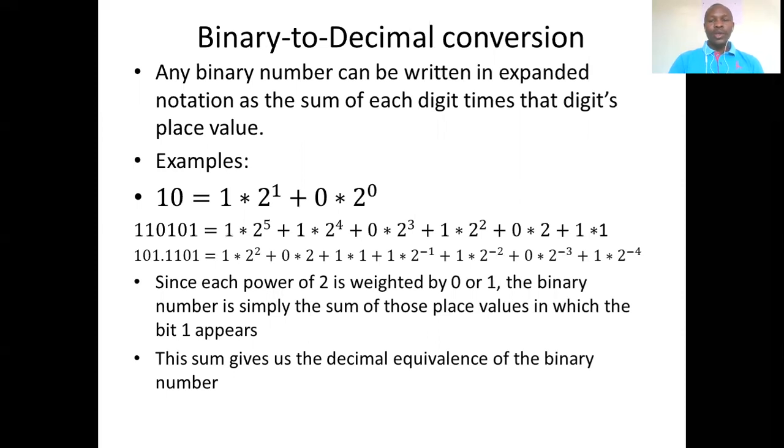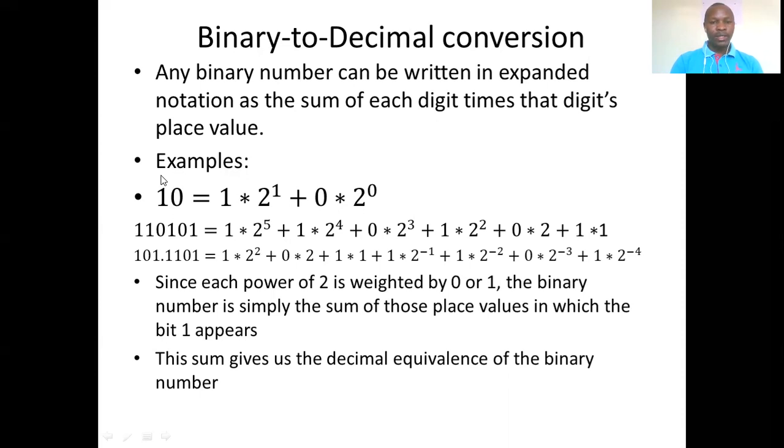We saw in the previous lecture that we can express a decimal number in its expanded notation. We can also do the same in the binary number system. The concept of place values still remains the same. Let's take an example. Here we have the number 10. The place value of this 0 is 2 to the power of 0, and the place value of this 1 is 2 to the power of 1.